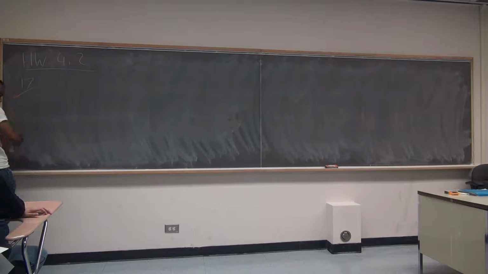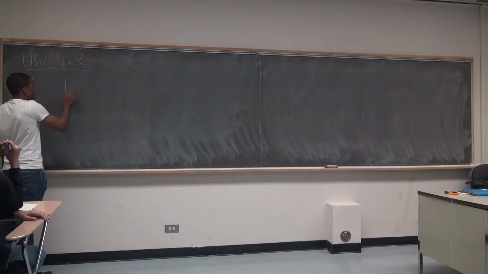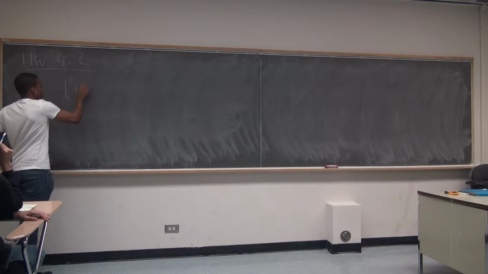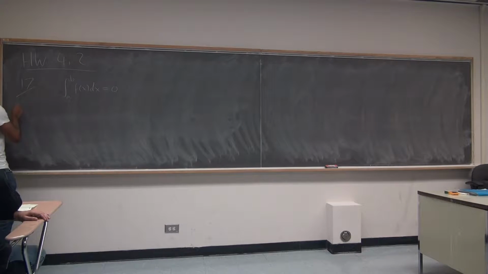What did that say? Show the set of continuous functions f equals f of x on [a, b] such that the integral of f of x dx from a to b equals 0 is a subspace of C[a, b]. So you want all the f in C[a, b] with this property. We need to show that this forms a subspace.